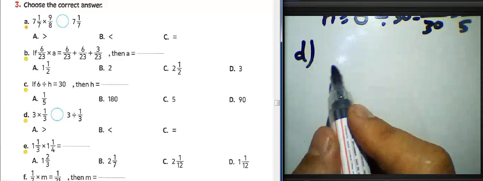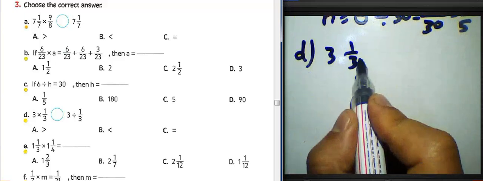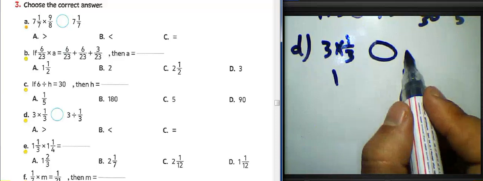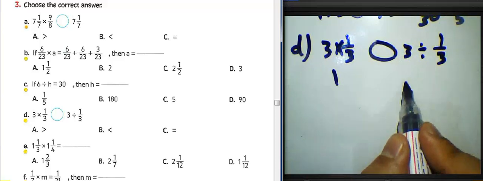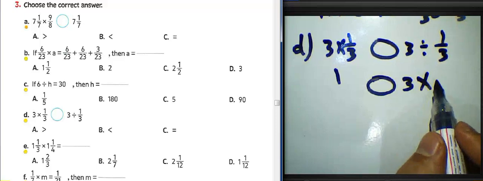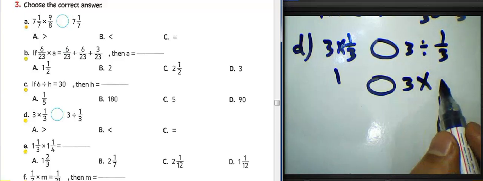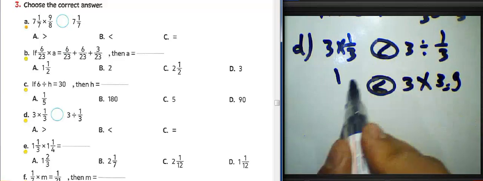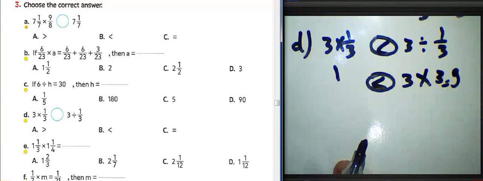Question letter D. 3 and 1 over 3. So multiplication, the result will be 1, okay? And 3 divided by 1 over 3, we can write 3 here and convert it from division to multiplication and write the inverse of the fraction. 3 times 3 equals 9. So 1 is less than 9 in this example.